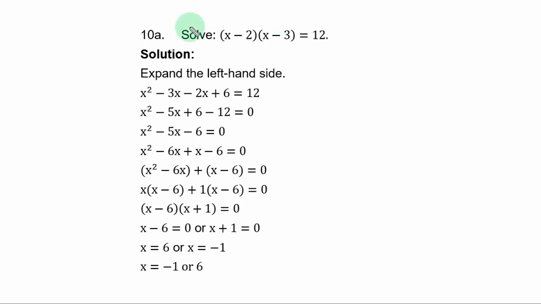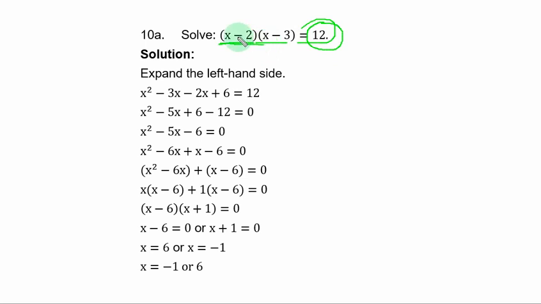Question 10a. Solve (s minus 2)(s minus 3) equal to 12. Now, don't be tempted to equate each bracket to 12. You only do that when you have 0 at the right hand side. What we do here is that you expand the left hand side, you transfer 12 in for you to have 0.